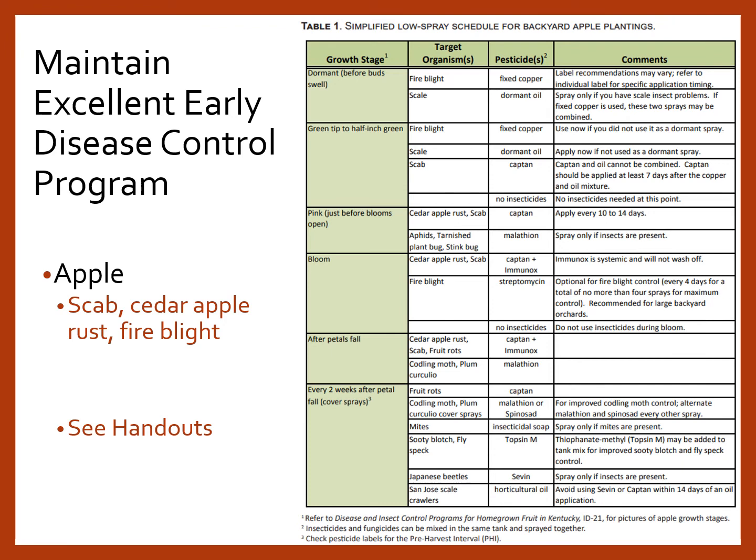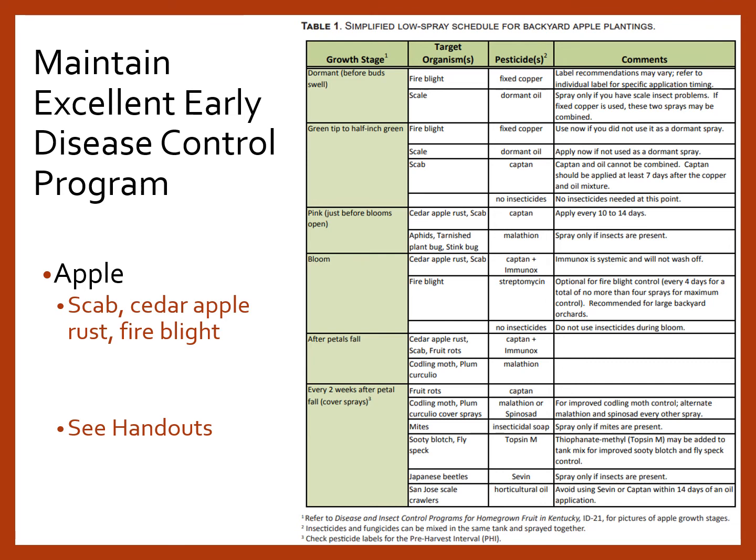And then for fire blight during full bloom, it's optional for fire blight control every 4 days for a total of no more than 4 sprays for maximum control. But streptomycin, if you can get it, is going to be your number one spray to stop your fire blight, which is a bacteria. Streptomycin is an antibiotic. If you can't find the streptomycin, you can go ahead and use fixed copper instead, which will not be as good as the streptomycin, but it will be a lot better than not spraying anything.